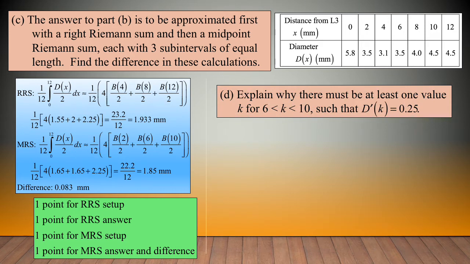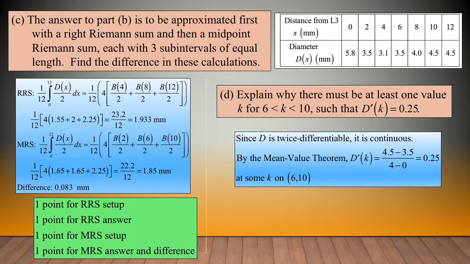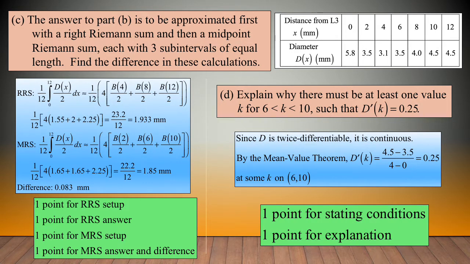D reads, explain why there must be at least one value of k for k between 6 and 10, such that d prime of k is equal to 0.25. D is twice differentiable and therefore it is continuous. So the mean value theorem applies, and therefore d prime of k must equal 4.5 minus 3.5 over 4 minus 0, which is equal to 0.25, at some k on 6, 10. 1 point for stating the conditions of the mean value theorem, and then 1 point for the explanation.